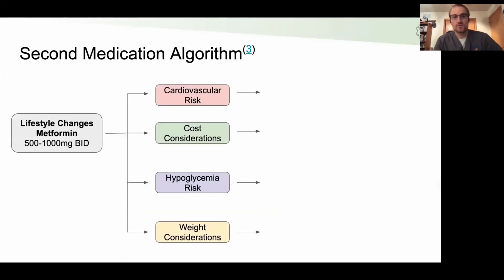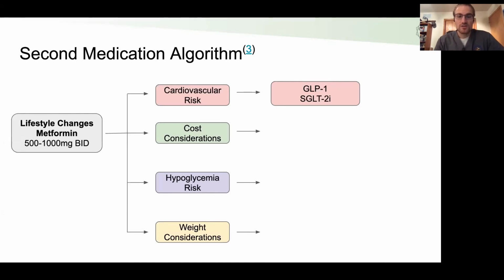After that, you get into the weeds a little bit with these second medications. So you start with lifestyle changes and metformin over here on the left. And then if somebody's at high cardiovascular risk, you really want to go with the GLP-1 or an SGLT2 inhibitor. Those have good evidence showing that they reduce cardiovascular outcomes, improve patient mortality even.